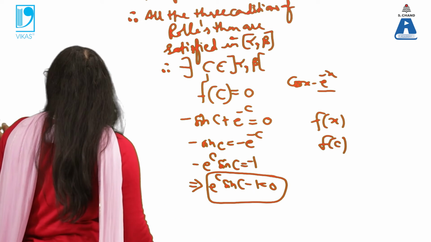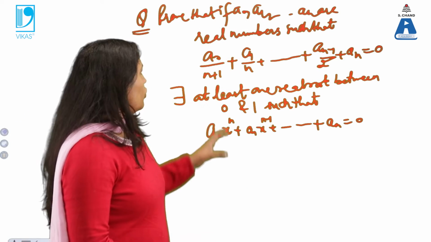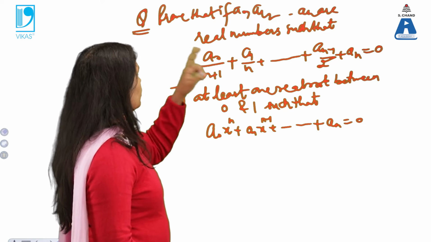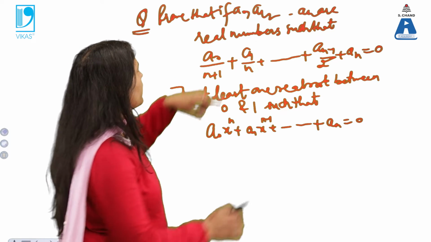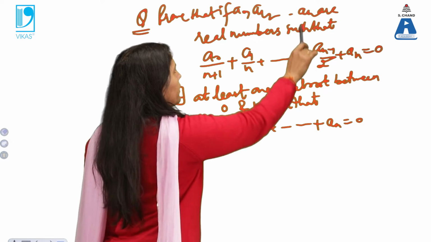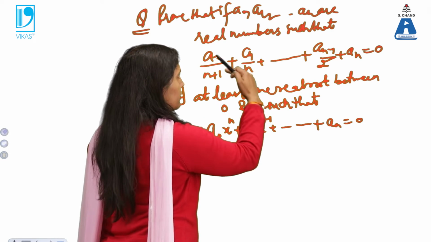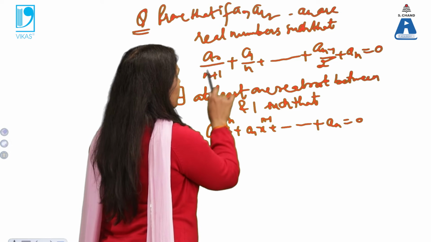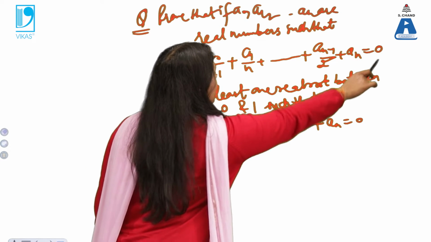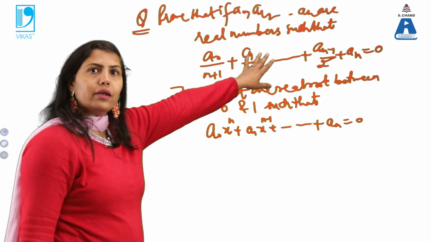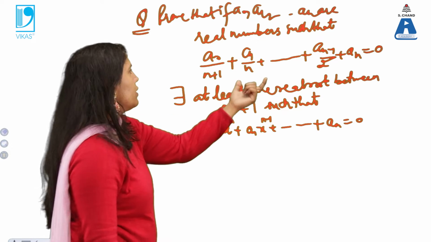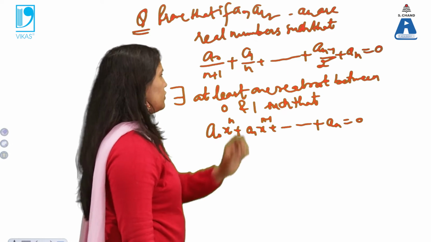Now I am taking another problem, and I have written the question already because it is a big question. The question says: prove that if a0, a1, up to an are real numbers satisfying some condition, namely a0 by n plus 1, a1 by n, and so on, plus an equals 0. It means there is one condition given, and that condition is that some expression in these real numbers is 0.